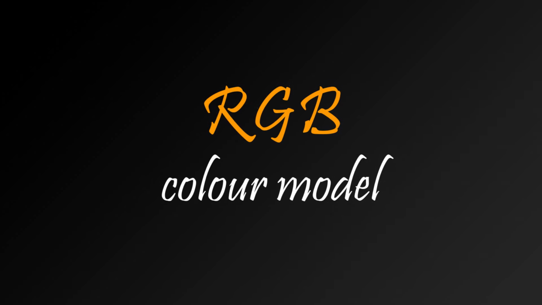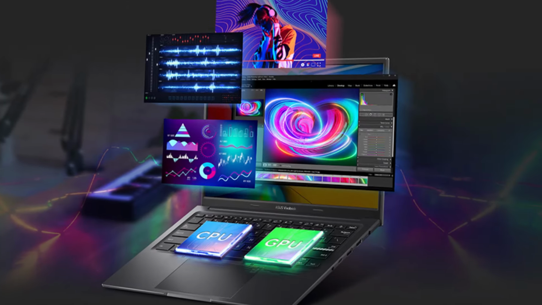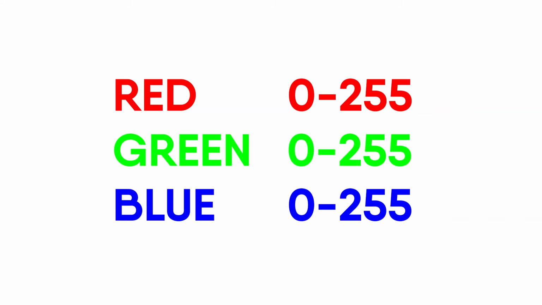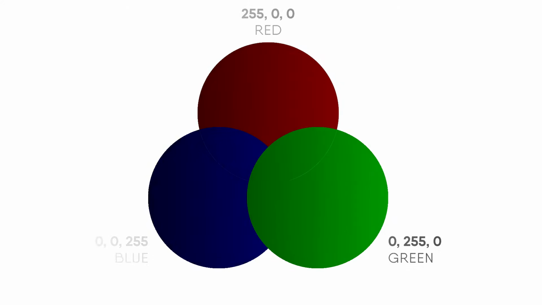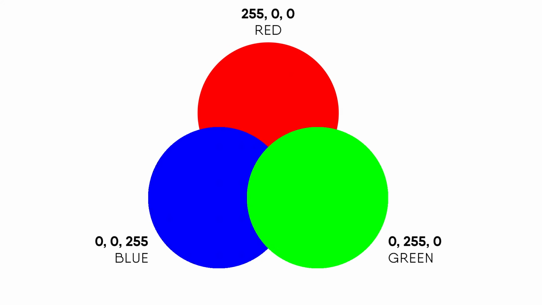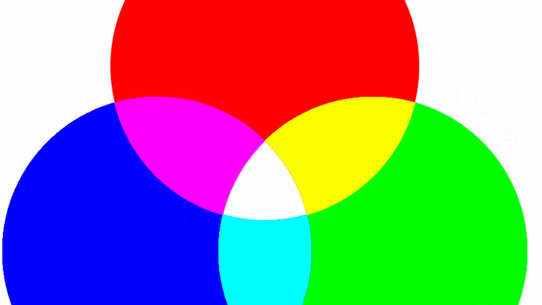RGB color model. Commonly used for laptops, mobile and TV displays. Uses red, green, and blue as its primary colors. Each one ranges from 0 to 255. So absence of RGB, that is 0, 0, 0 will create black. And combination of RGB 255, 255, 255 will create white. Which is why it's referred to as an additive model.